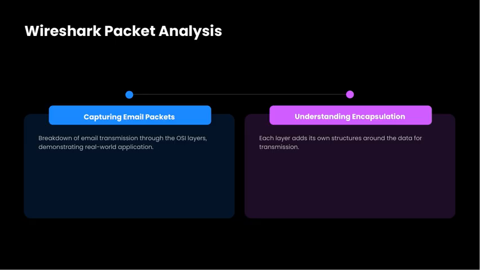Understanding encapsulation is key because it helps us see how each layer builds upon the last to ensure reliable communication. When analyzing packets with Wireshark, recognizing these layered structures allows us to pinpoint issues or verify that data is being transmitted correctly. It's a practical demonstration of how the OSI model works in real-world scenarios, especially in something as common as email communication. This layered approach is fundamental to networking, and Wireshark puts it all into perspective for us.